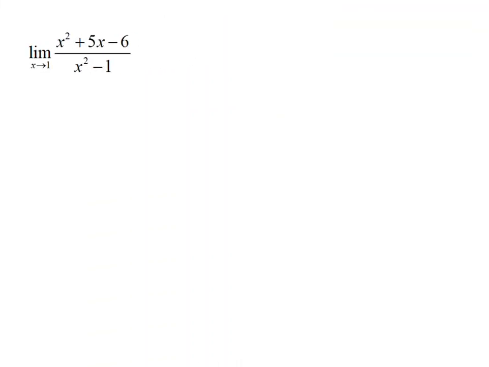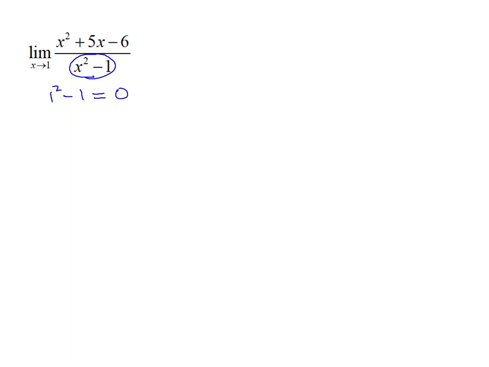Let's take a look at this example. Another quotient, the limit as x approaches 1 of the rational function x squared plus 5x minus 6 over x squared minus 1. Now we always try direct substitution first, and if it's a quotient, we always start with the denominator. If I substitute 1, 1 squared minus 1 equals 0. I cannot have 0 in the denominator. I cannot divide by 0. So I need to think of a way to work with this function so that it will look different.